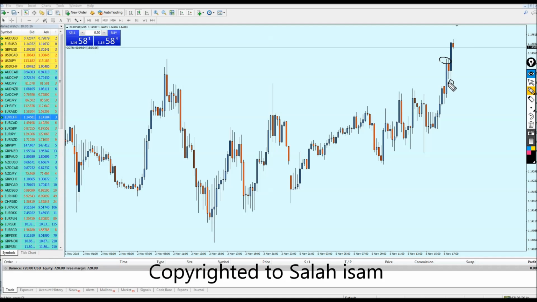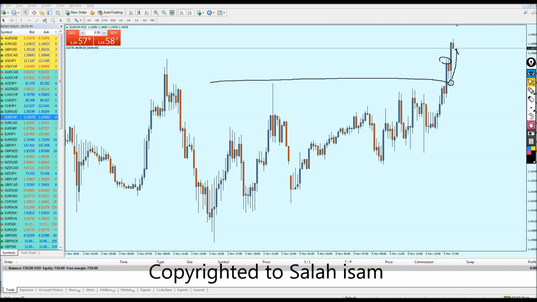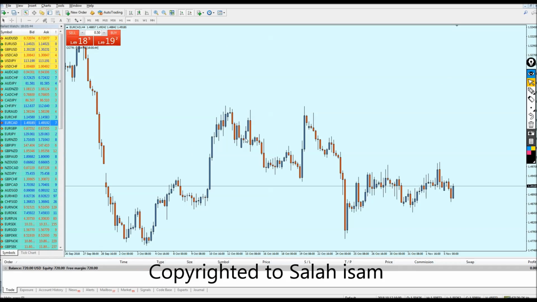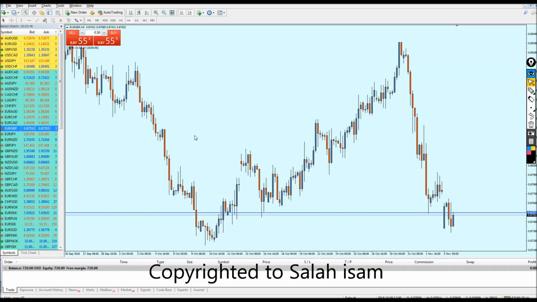I exit my trade at the next nearest resistance, and look at that. The candle just shot up, went more up. If I did not know where to exit my trade, definitely I would have been in loss. So this is the secret for hit and run. You just know when and where to exit your trade.